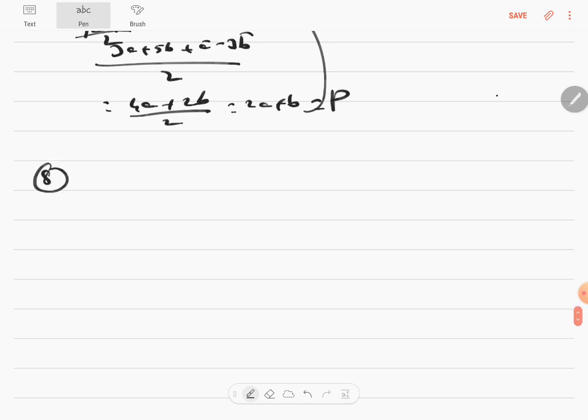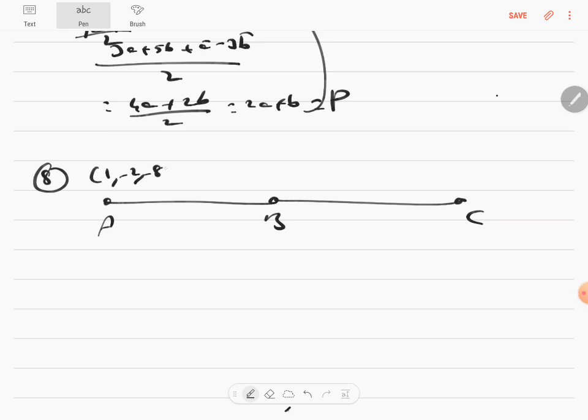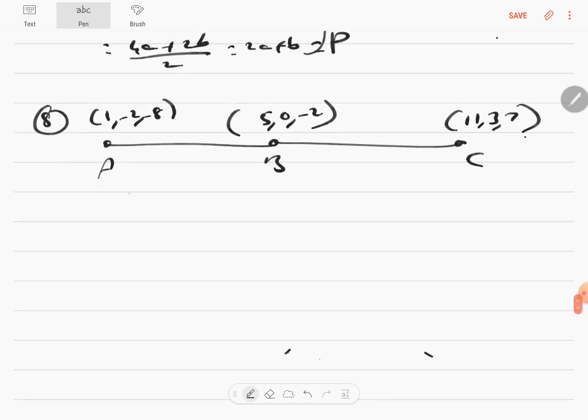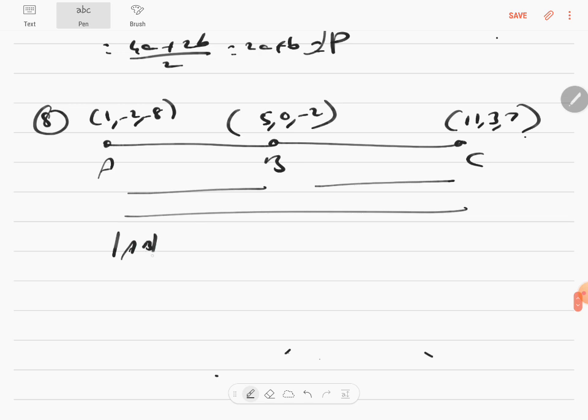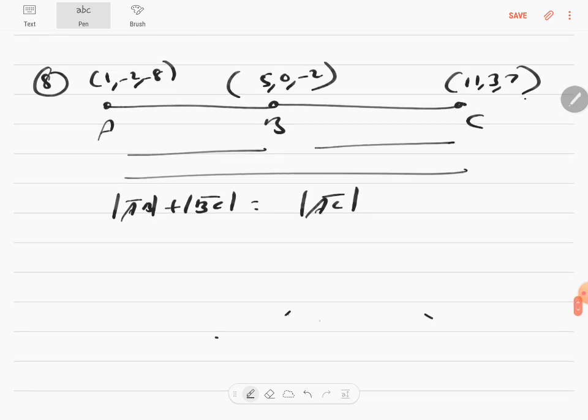Show that the points A, B, C are collinear, where A is given to be 1, minus 2, minus 8, B is given to be 5, 0, minus 2, and C is 11, 3, 7. To prove it's collinear, this length plus this length should add up to this length. The magnitude of AB plus the magnitude of BC vector should add up to the magnitude of AC vector, then it's collinear.